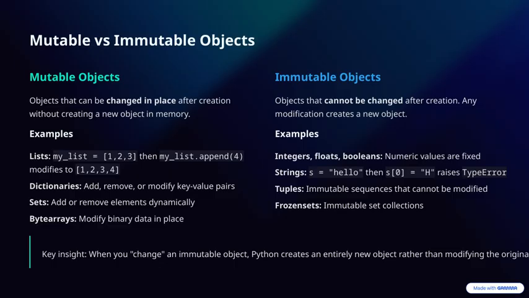This behavior is important to understand because it impacts how your code manages memory and performance, especially when working with large data structures or in situations where mutability matters. Connecting this to the overall theme, recognizing whether an object is mutable or immutable helps you write more efficient, predictable code.